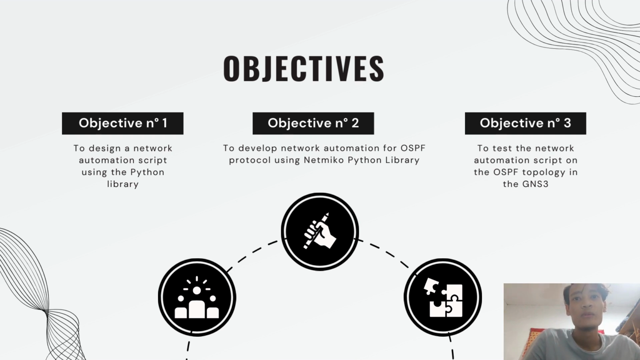So in this project, we have three objectives. Objective 1 is to design a network automation script using the Python library. The second one is to develop network automation for the OSPF protocol using the Netmiko Python library. And the last one is to test the network automation script on the OSPF topology in GNS3.